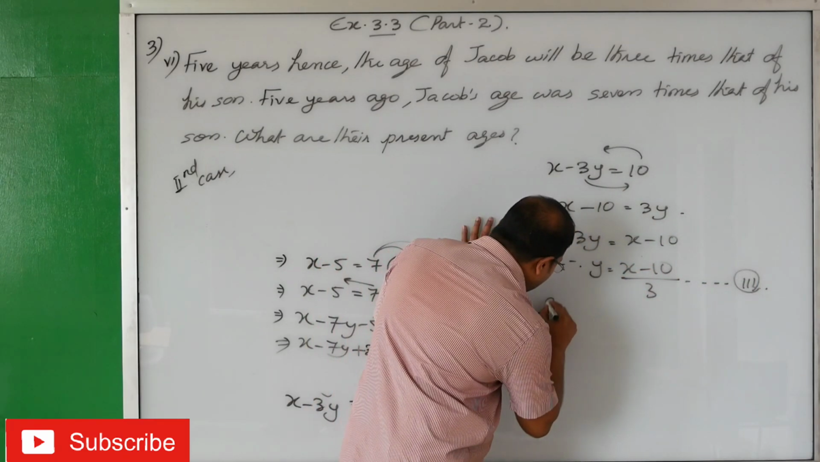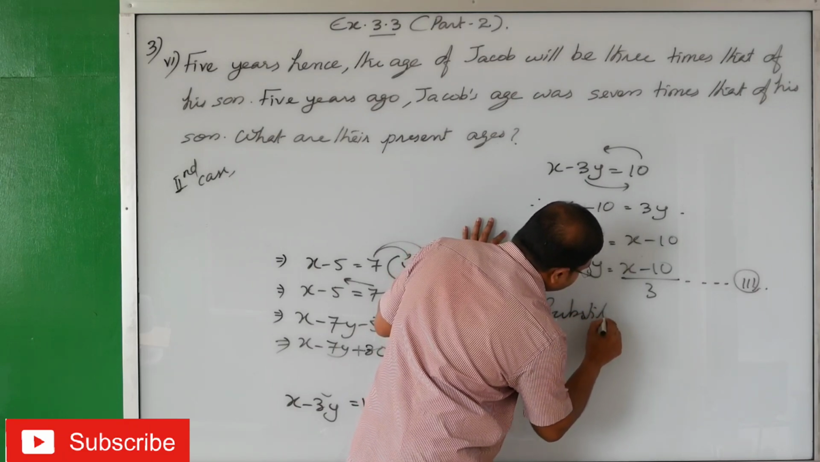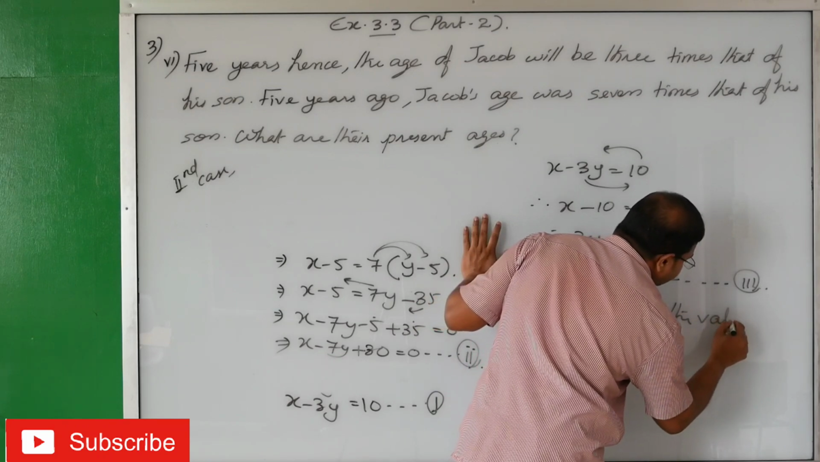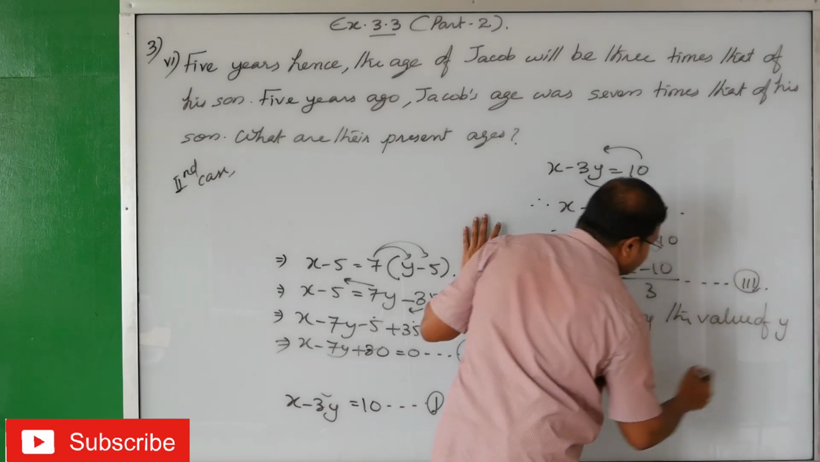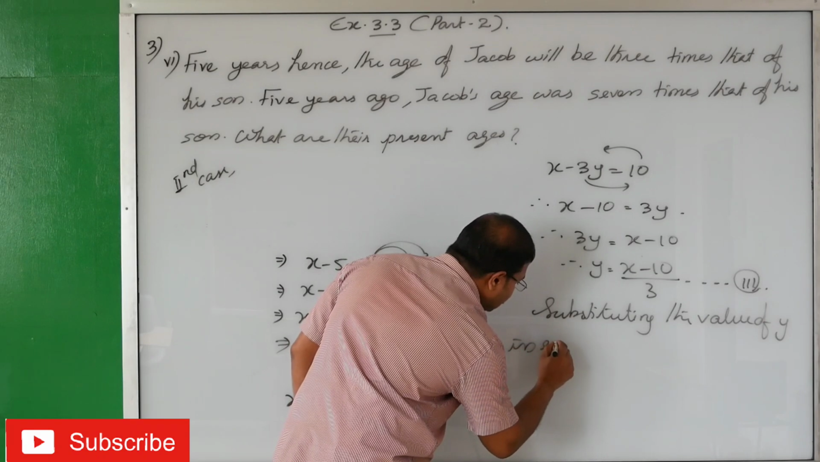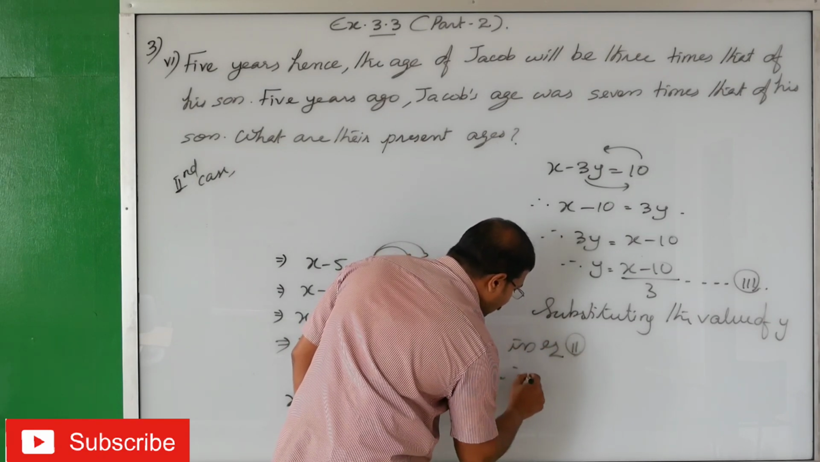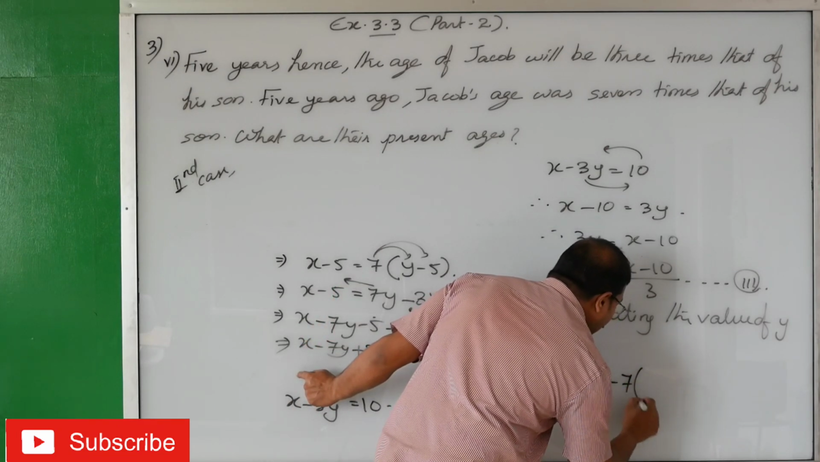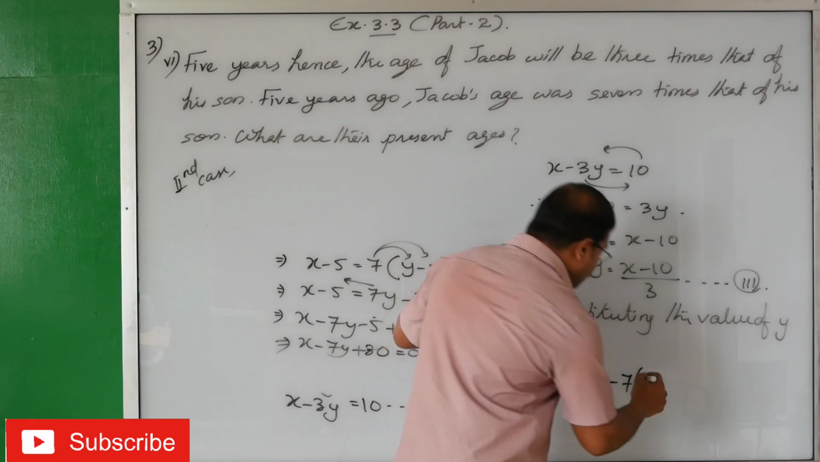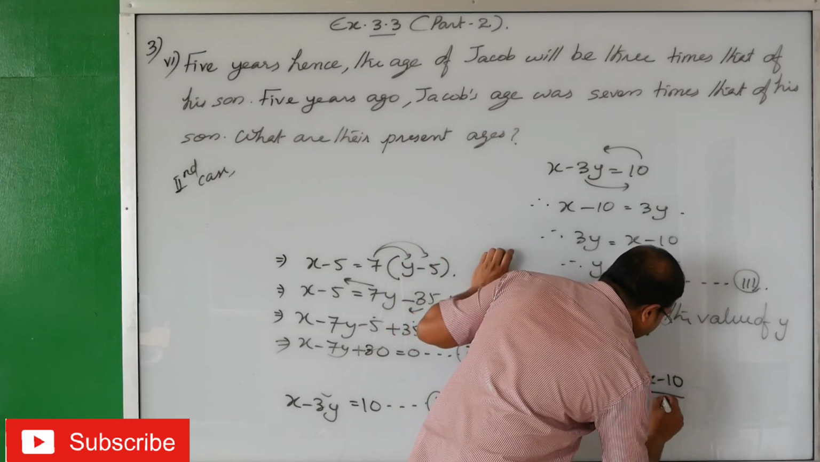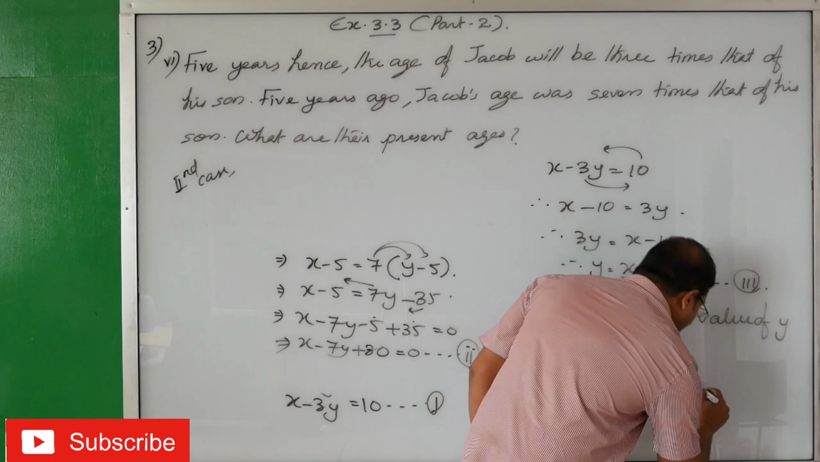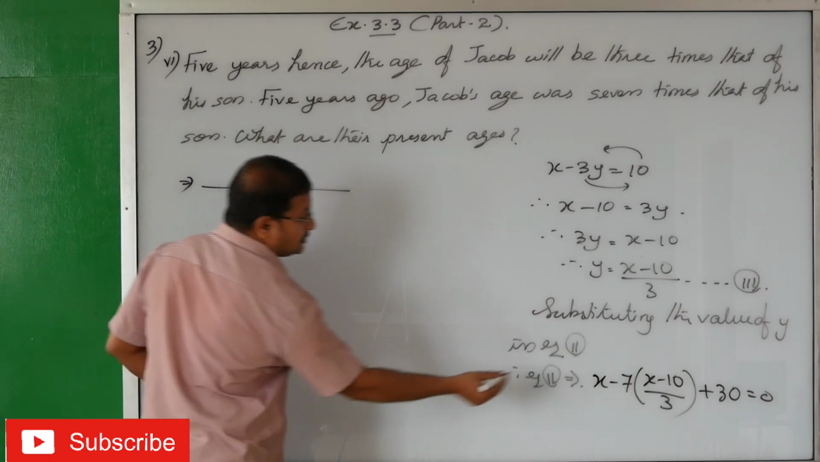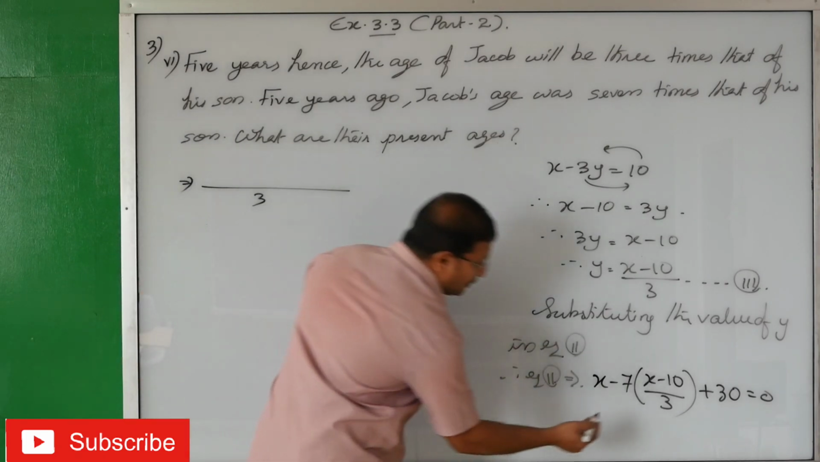Now, substituting the value of y in equation 2. Therefore, equation 2 implies x minus 7 into, in place of y, what you'll do? We'll put the value, that is x minus 10 by 3, plus 30 equal to 0. This implies we are going to take common LCM 3. So we'll multiply 3 into x.